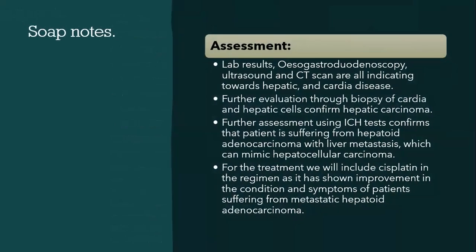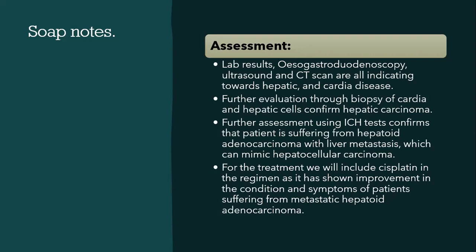Now, if we assess all the labs and radiographic results, we can reach some conclusion as to what the patient is suffering from and then prescribe the drug accordingly. The lab results, ultrasound, CT scan, and esophagogastroduodenoscopy all indicate that the patient has some hepatic or cardiac disease, meaning the patient has some infection in the liver or in the cardiac part of the stomach.